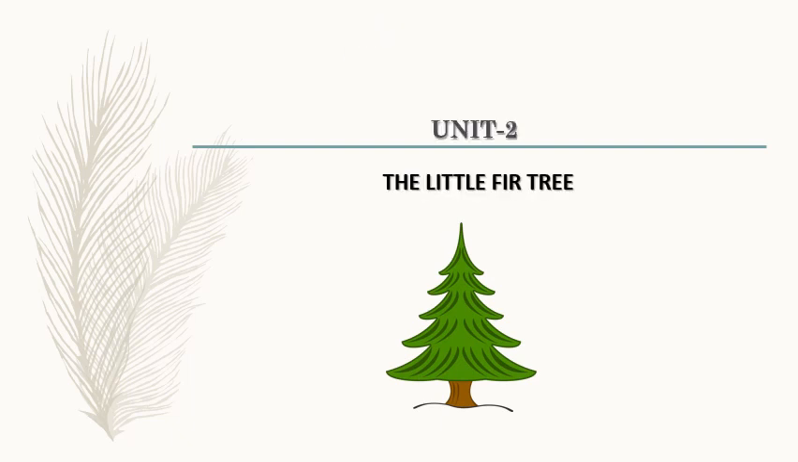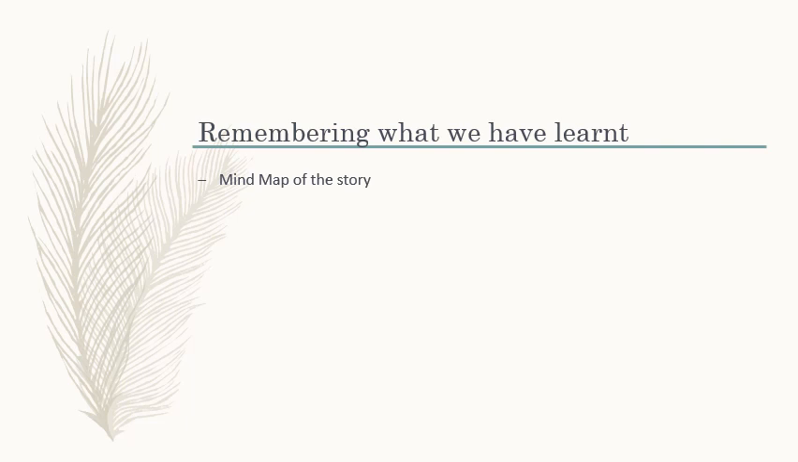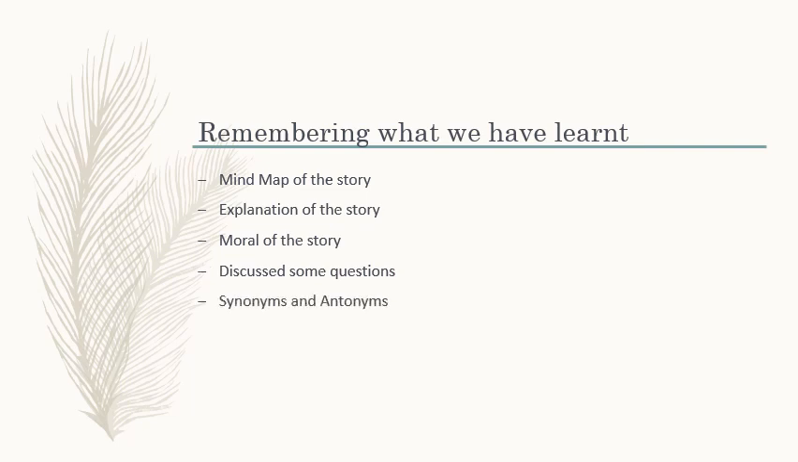Before we begin, let's remember what we have learned in our previous class. We have discussed the mind map of the story. Then we have discussed the explanation of the story. We have also discussed the moral of the story. Then we have seen some of the questions to get a better understanding of the chapter. And then we have also discussed synonyms and antonyms. And at the end, we have also discussed some difficult words.